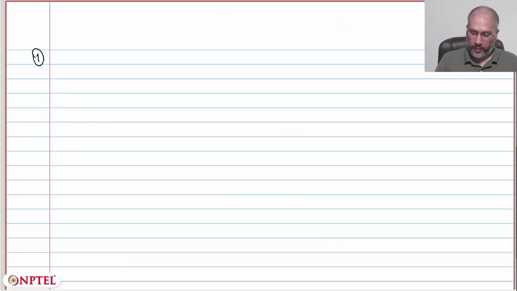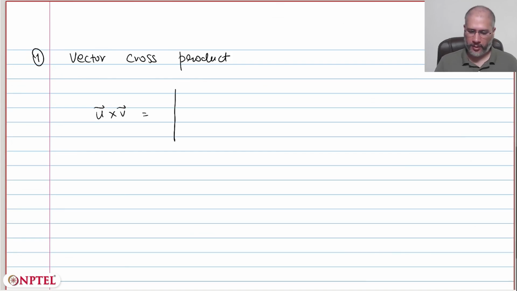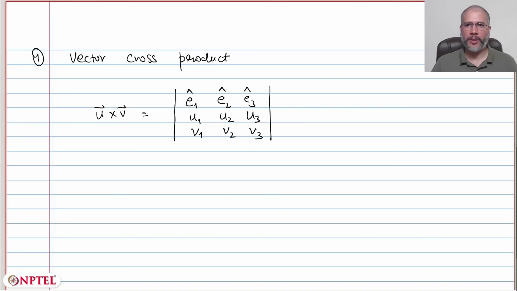So the first vector operation we'll be talking about is the vector cross product. The cross product between two vectors, let's say u and v, typically till now we've been writing as a determinant. So let's write it down. u cross v is the determinant with the rows as e1, e2, e3, and then we have the components of u and v, that is u1, u2, u3, and v1, v2, v3. So this is how we used to evaluate cross products between two vectors till now.